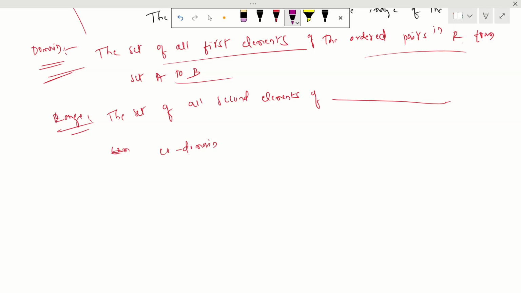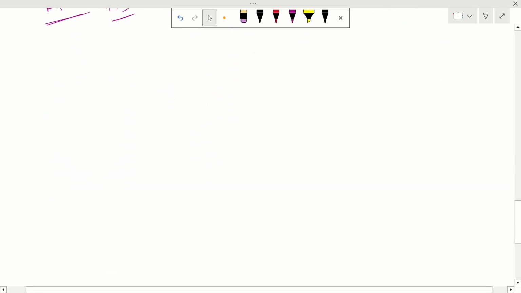Now we'll discuss this relation. We can present this relation in pairs or in terms of A cross B. We can present it in both the set builder form and the roster form. Now we'll discuss an example, then you will understand the meaning.